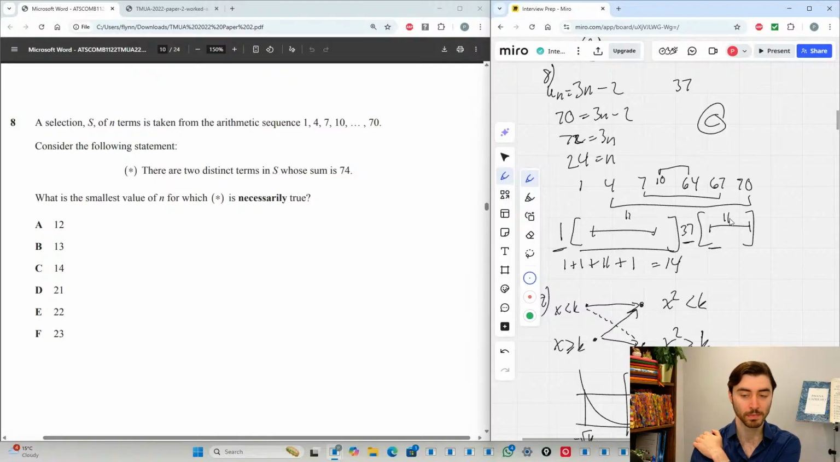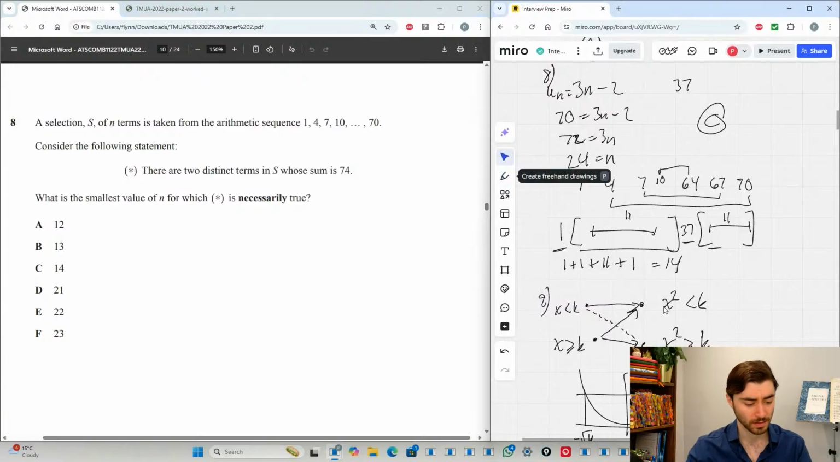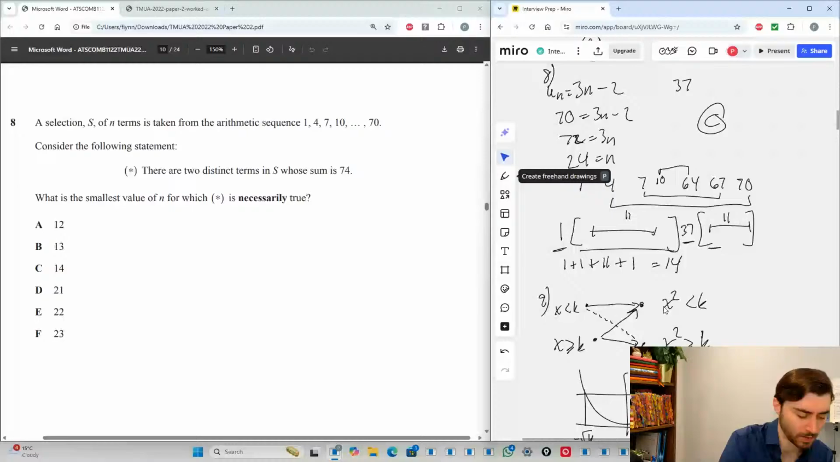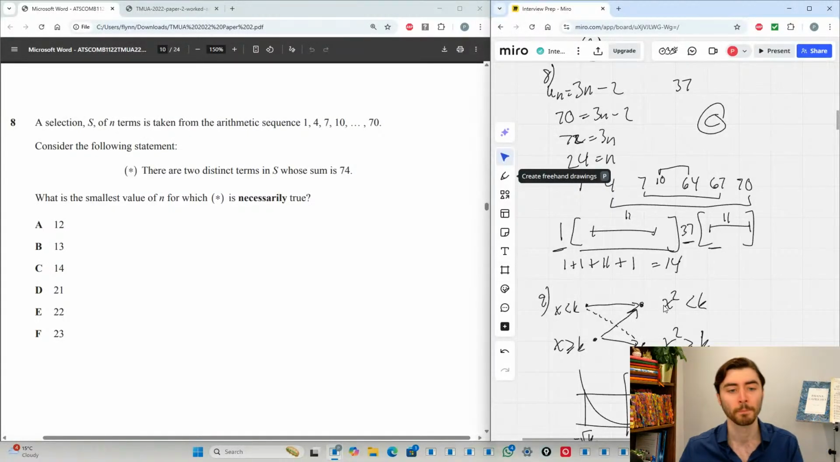So it's 37, 11 numbers. And the worst case scenario is I pick the 1, the 37, all of these 11, and then the next number, the 14th number I pick, has to be a number that pairs off with this to make 74. So that's why the answer was C. That was cool, and I liked that. So let me mark, I got 7 wrong. I'll just keep a note of which ones I got wrong.